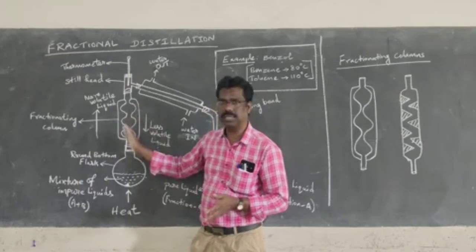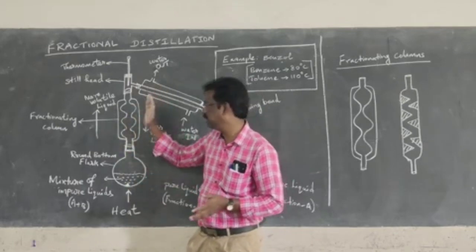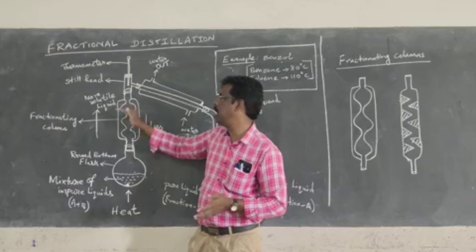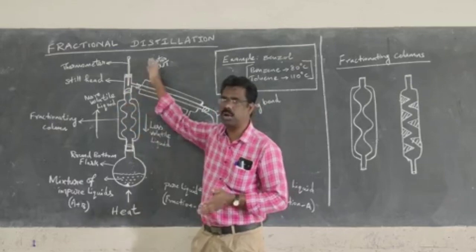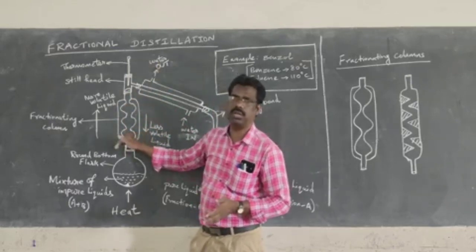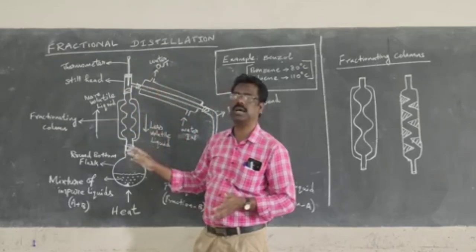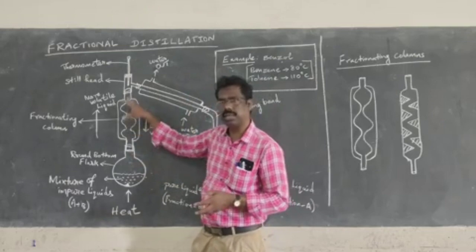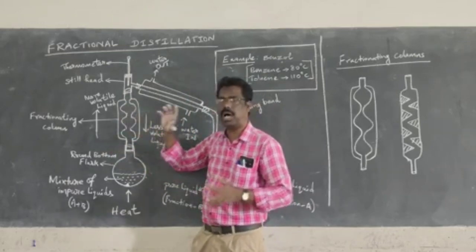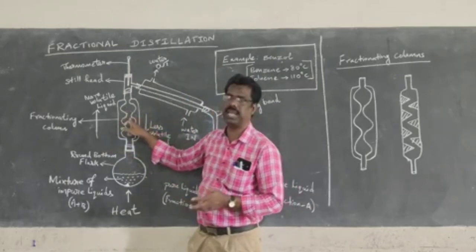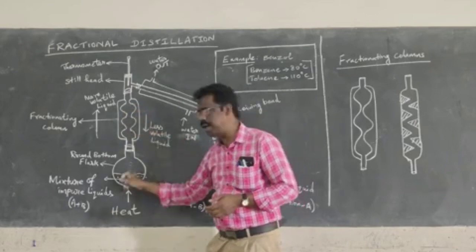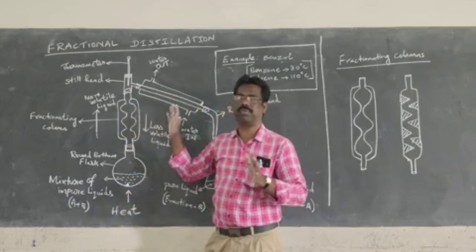During the evaporation, only benzene alone gets evaporated and passes through the fractionating column. But the toluene will not pass through the fractionating column, because of its higher boiling point it gets condensed inside, on the surrounding air and surface area. It gets condensed and falls back into the round bottom flask itself.